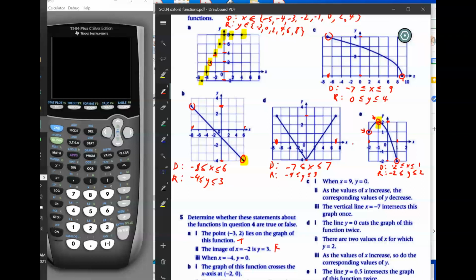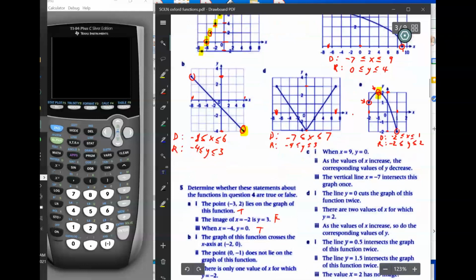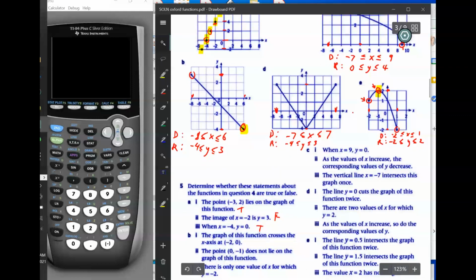When x equals -4, y is 0. Yes, that's true. And let's see what's next. Oh, now they're going to ask us about b.